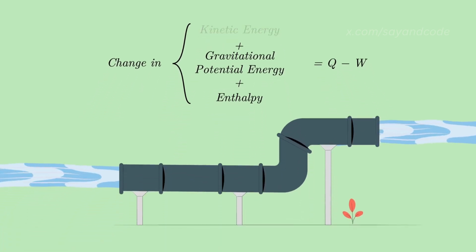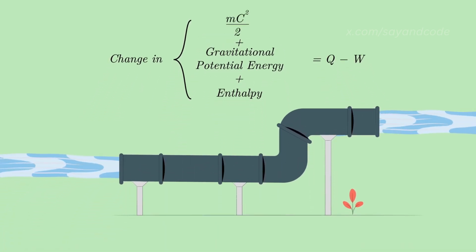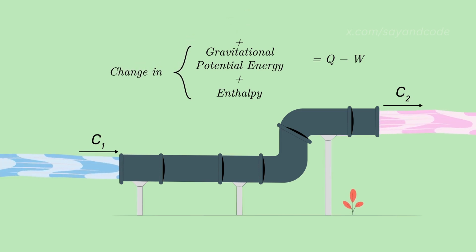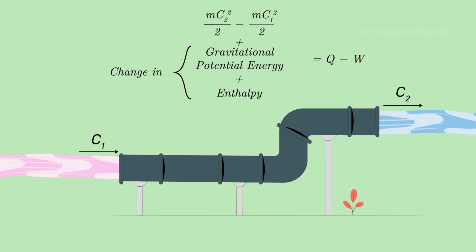Now, the kinetic energy is equal to mc squared by 2, where m is the mass flow rate in kilogram per second, and c is the velocity, which changes from c1 at inlet to c2 at exit. So, the change in kinetic energy becomes kinetic energy at exit, mc2 squared by 2, minus the kinetic energy at inlet, mc1 squared by 2.